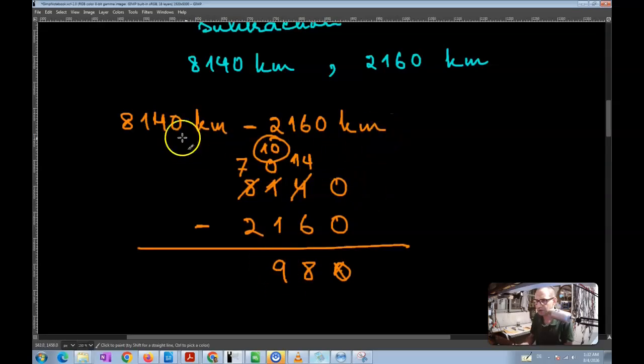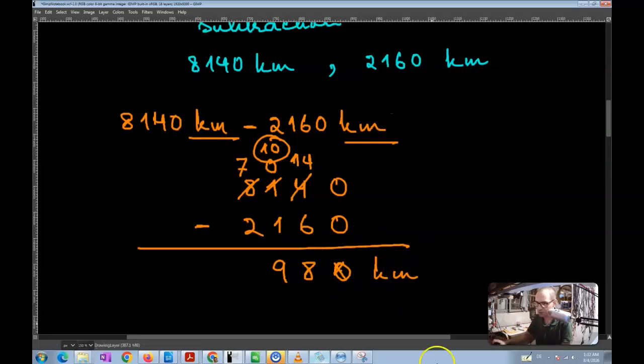So then the difference between the two distances would be, and the unit would be kilometers, of course, because both the units that we started with were kilometers. So that's 980 kilometers. That's the difference between the two distances.